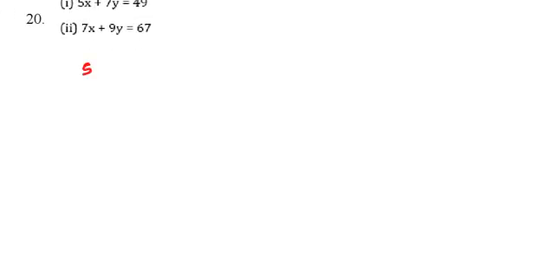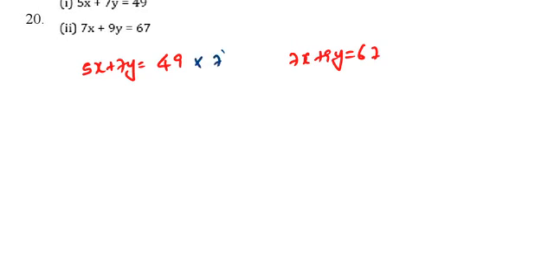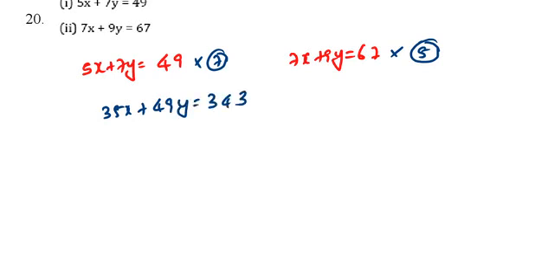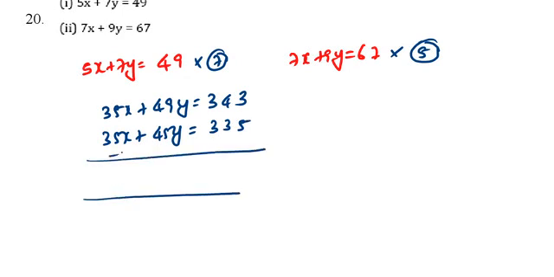Five x plus 7y is equal to 49. 7x plus 9y is equal to 67. Multiply the first equation with 7, second equation with 5. Then 35x plus 49y is equal to 343. Then 35x plus 45y is equal to 335. Now if you subtract, we are going to get 4y is equal to 8. Therefore y is equal to 2.